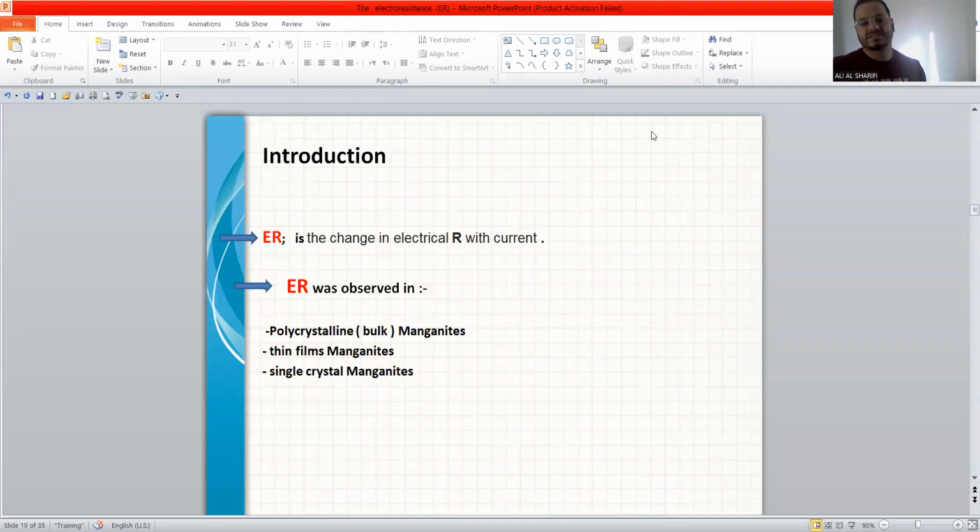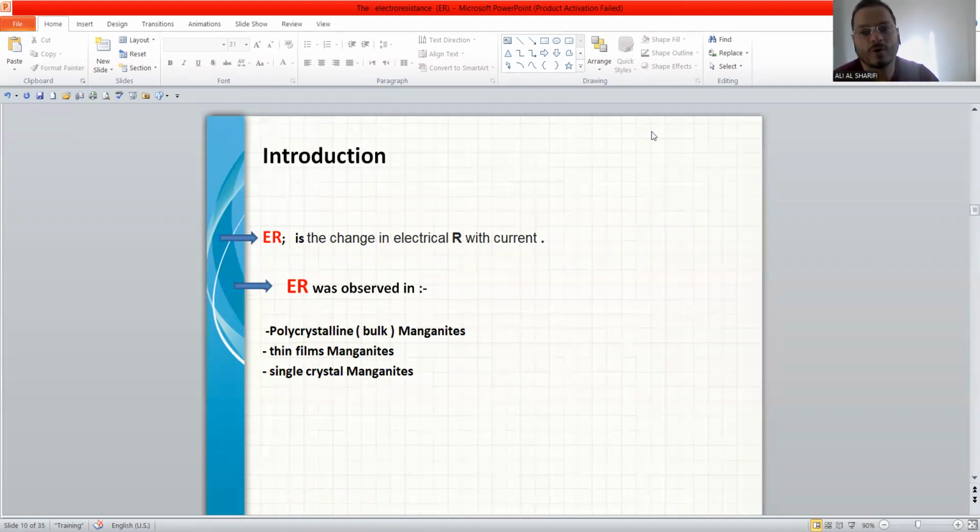Now, let's take a simple look at electric resistance before going to the experimental details. Electric resistance is the change in the electrical response with the current, by applying different amounts of current and so on. I will explain that by using some slides to make the idea clearer.